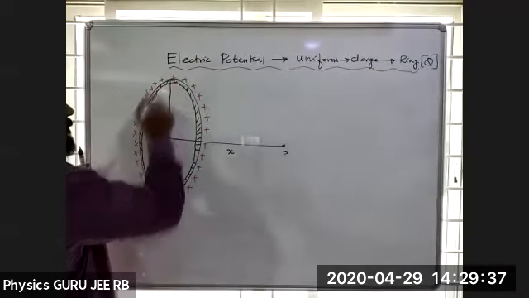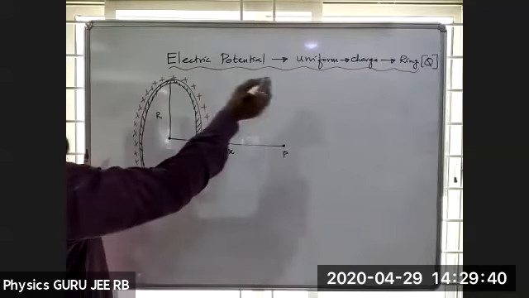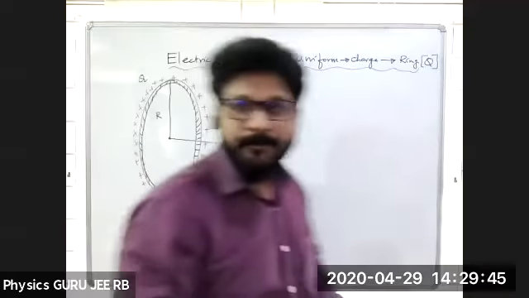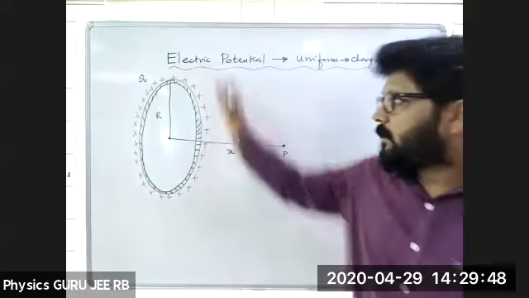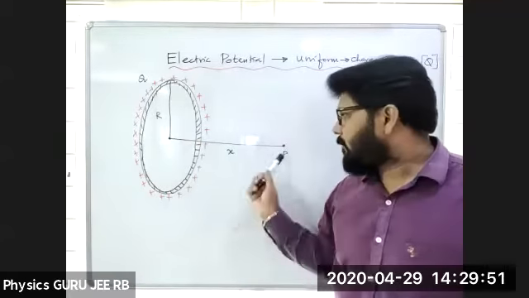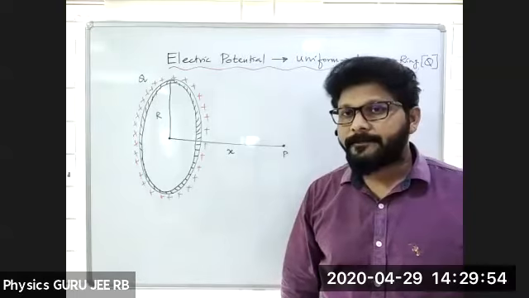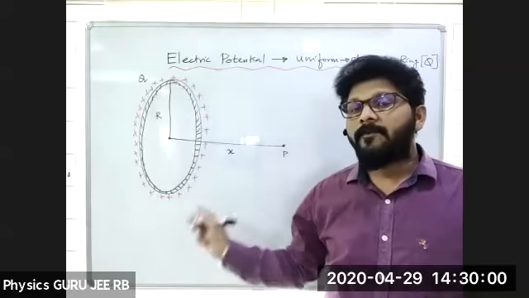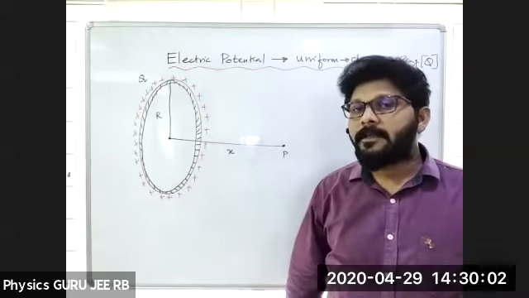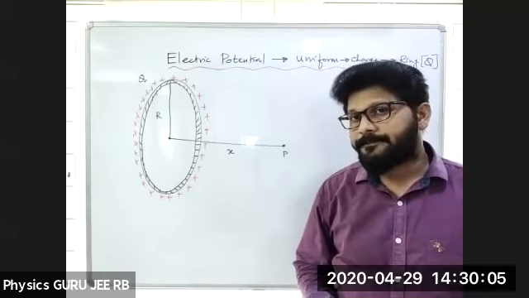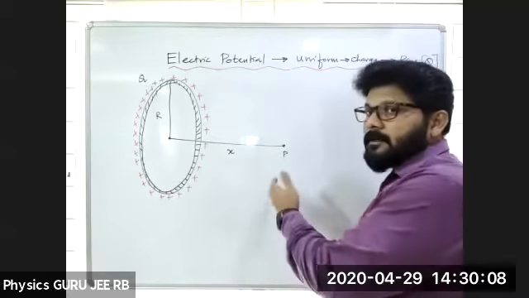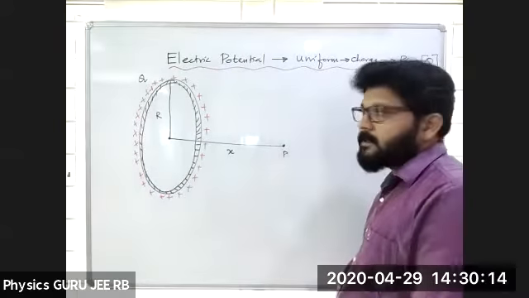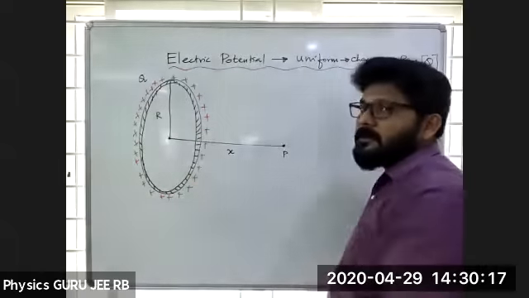Now the total charge distributed on the ring is Q. How to calculate potential at this particular point? It is not a point charge. A number of charges are there. It is an extended body. Now how do we calculate? If I say KQ by R, that is wrong because the total charge is not at the center. This is a ring. All charges are distributed on the surface.